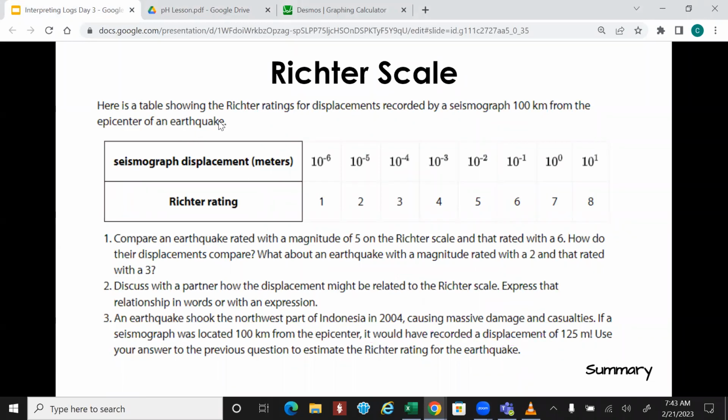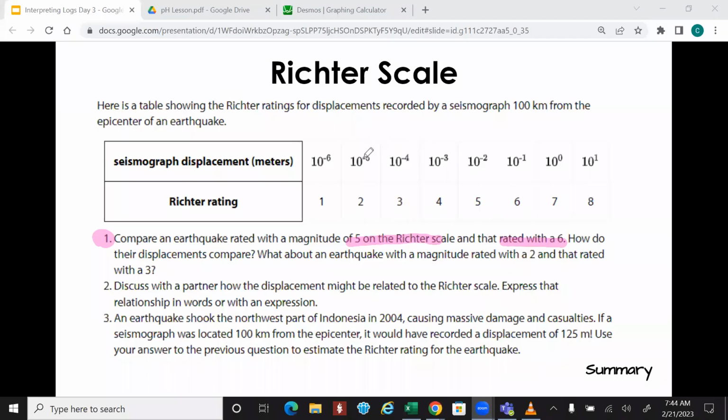Okay, so here's a table showing the Richter ratings for displacement recorded by a seismograph 100 kilometers from the epicenter of an earthquake. That's a lot of words. Compare an earthquake rated with a magnitude of 5 on the Richter scale and one rated with a 6. How do their displacements compare? What about an earthquake with a magnitude of 2 and one rated with a 3? Go ahead and take a moment to answer question 1. Compare a magnitude of 5 and a magnitude of 6. How do their displacements compare?